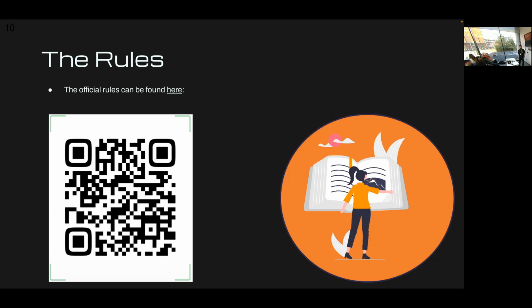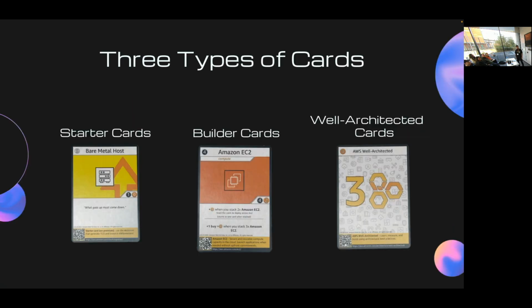let's first take a closer look at the different types of cards that are actually included in the card deck. So there's three main cards within the builder card pile. First of all, we have the starter cards, the builder cards, and the well-architected cards. At Hamilton Robson, in our custom games, we haven't really come up with a use case for the starter cards. There is one game where we utilize them, but the main cards are the builder cards.